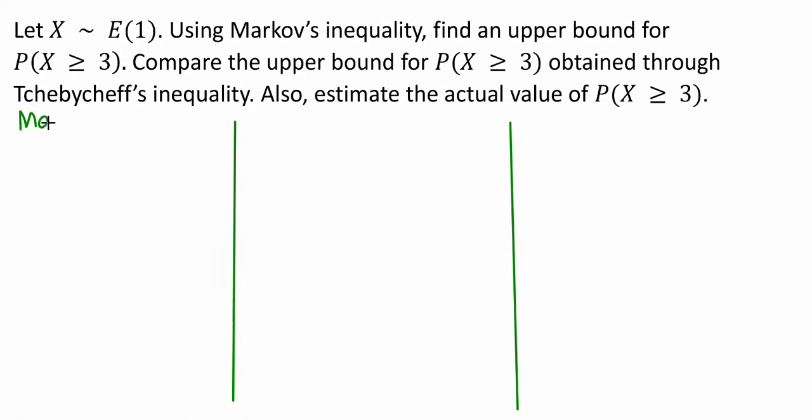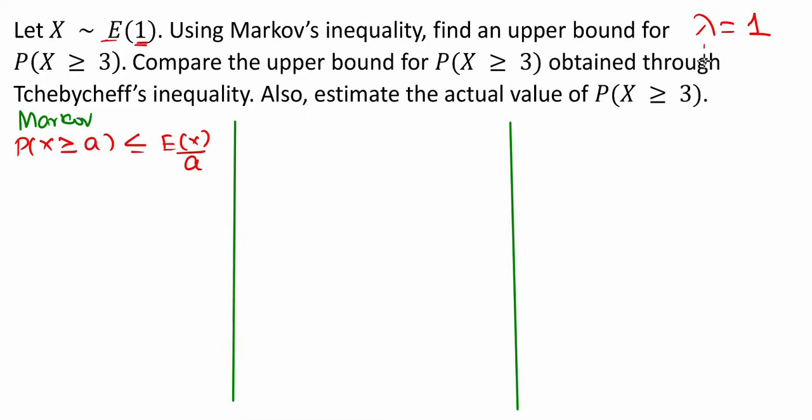By Markov, what do we know? We know that probability of x greater than or equal to a is less than or equal to E of x divided by a. So now my x follows exponential with parameter 1. So my lambda is going to be equal to 1.